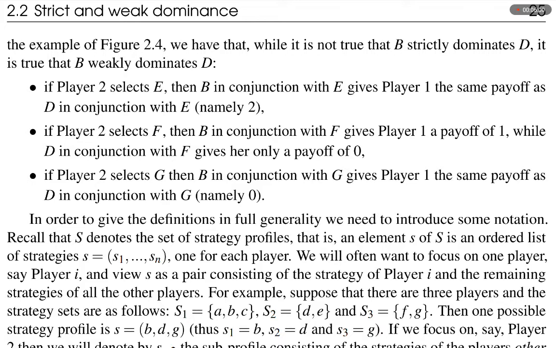Bullet point 2: if player 2 selects capital F, then capital B in conjunction with capital F gives player 1 a payoff of 1, while capital D in conjunction with capital F gives her only a payoff of 0. Bullet point 3: if player 2 selects capital G, then capital B in conjunction with capital G gives player 1 the same payoff as capital D in conjunction with capital G, namely 0.